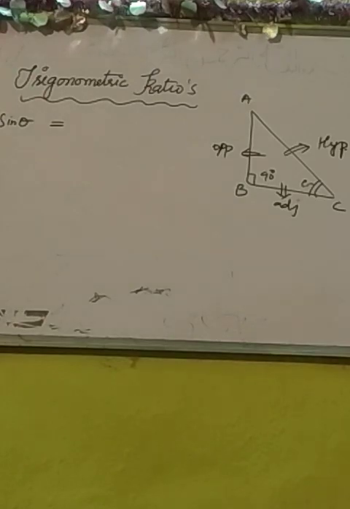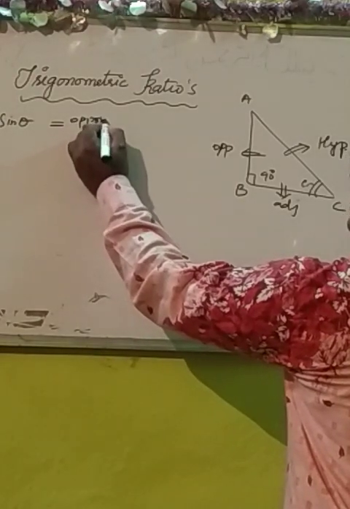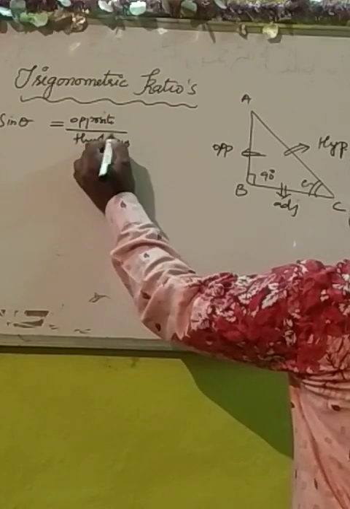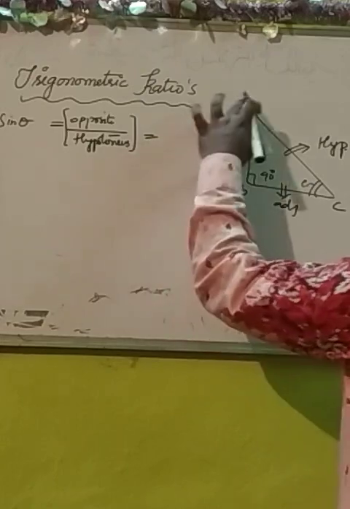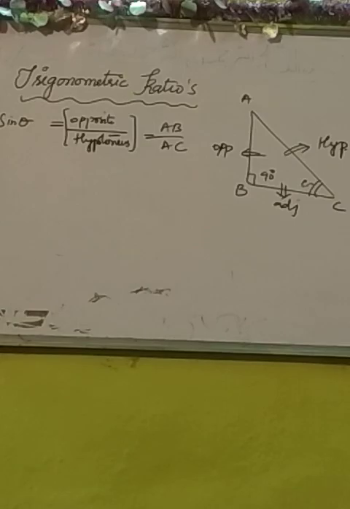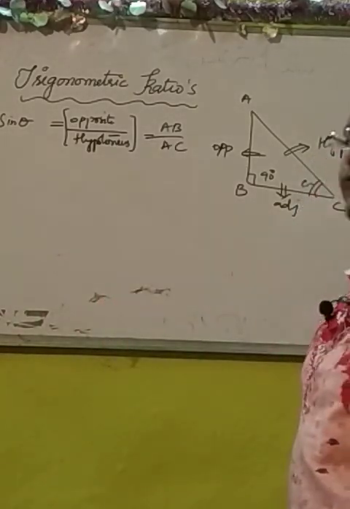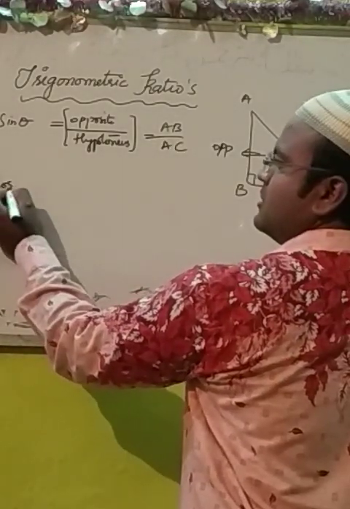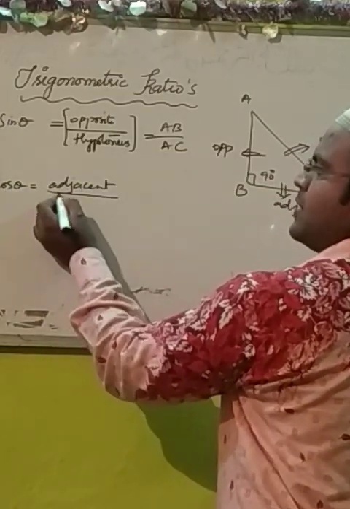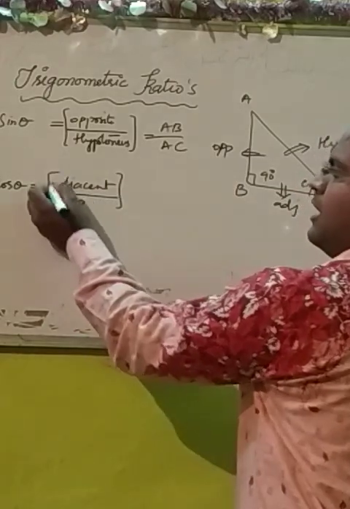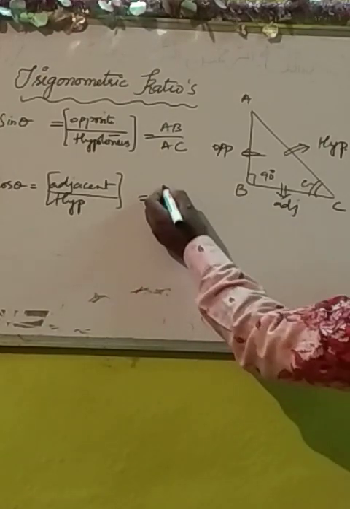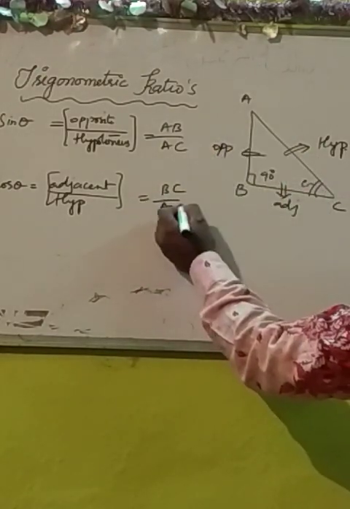What is the opposite side we have? We have the opposite side to the hypotenuse side. So we can write AB by AC. That is the first ratio, sine theta. Similarly, if you want to find cos theta, what is cos theta? Cos theta is nothing but adjacent, or we call it the base, and the longest side, the hypotenuse. We call it adjacent by hypotenuse. What is the adjacent side we have? We have BC by hypotenuse AC.